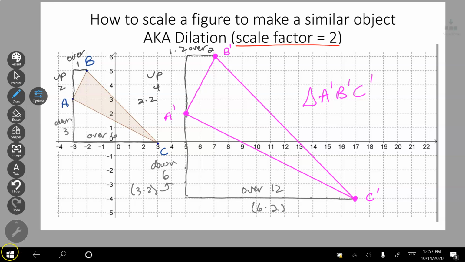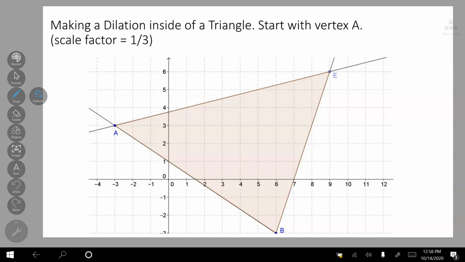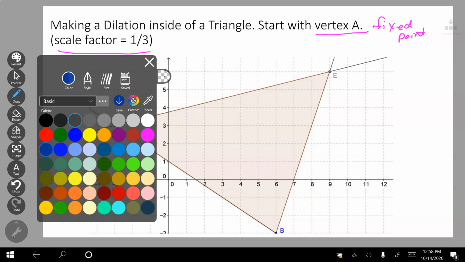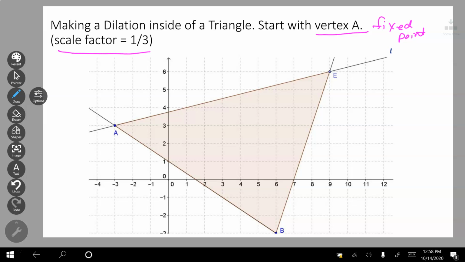I'm going to do the same thing with this triangle, except I'm going to start at vertex A, and that will be a fixed point. It will not move. My scale factor is going to be 1/3, but what I need to do is find new points for E prime and B prime. So those are the new points I'm finding. Okay, so if I look carefully, A is going to be fixed. It's not going to move. I'm going to keep this point right here.